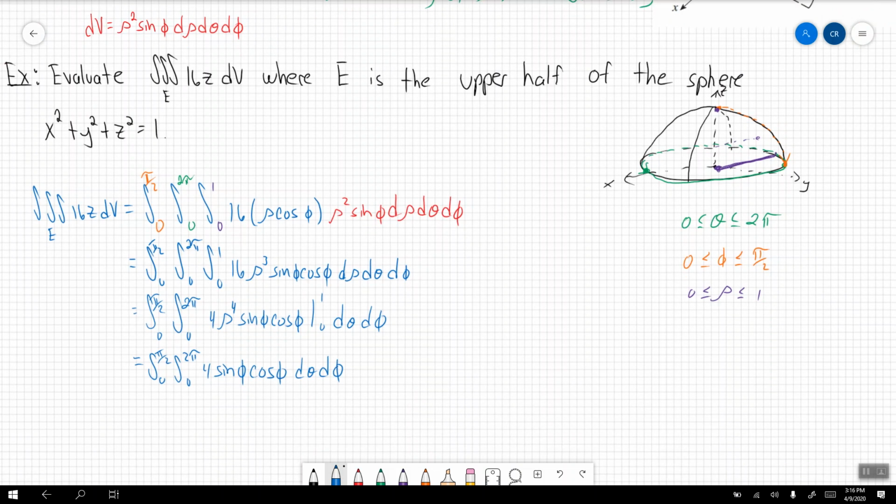Now theta here is easy to evaluate because there is no theta here, which means theta is a constant. So when I integrate, I'm just going to multiply by theta. Multiplying by theta just means multiplying by 2 pi in this case. So that's going to be 2 pi times 4, which is 8 pi. So this is 8 pi times sine phi times cosine phi d phi. And I'll leave you to evaluate this integral from here.